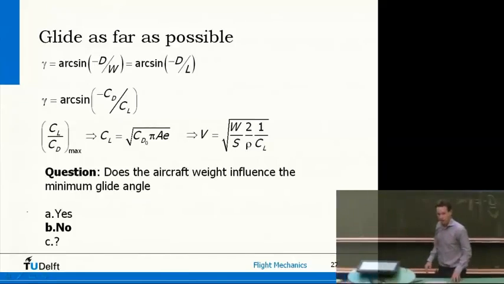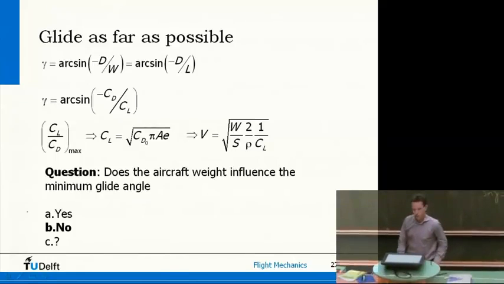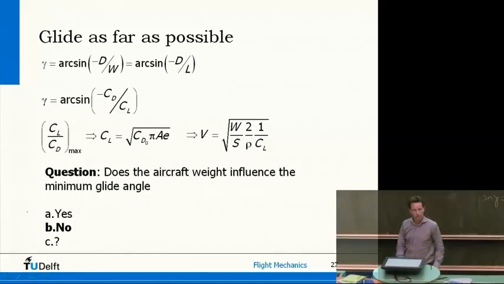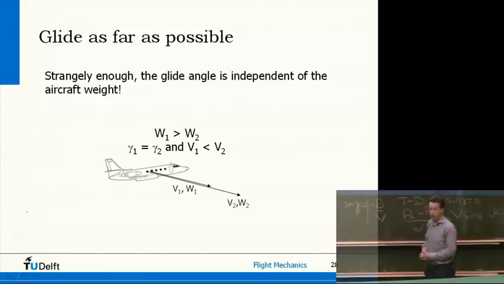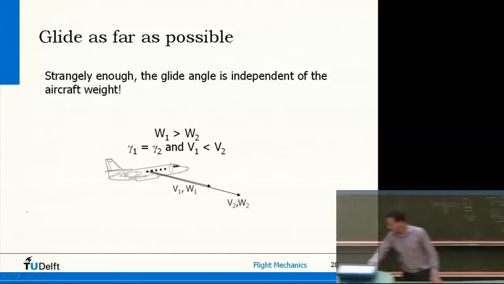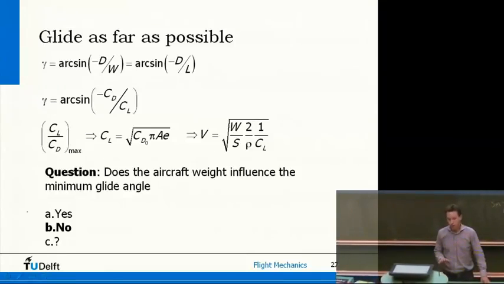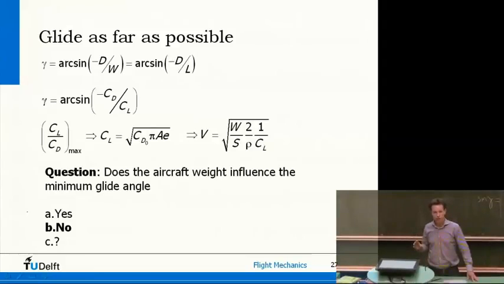But that is a bit curious. So the question is, what does the aircraft weight do then? That's something you can simply write down in a picture. Because if you look back at the equation, of course the angle doesn't change. However, if you look at the airspeed relation, there is a weight in there.